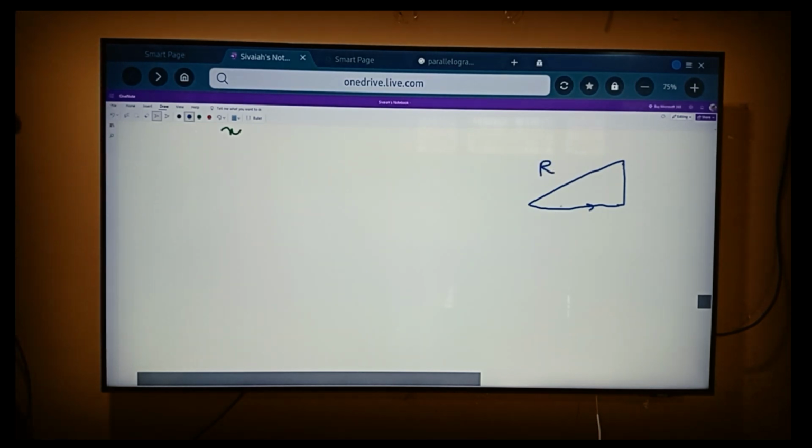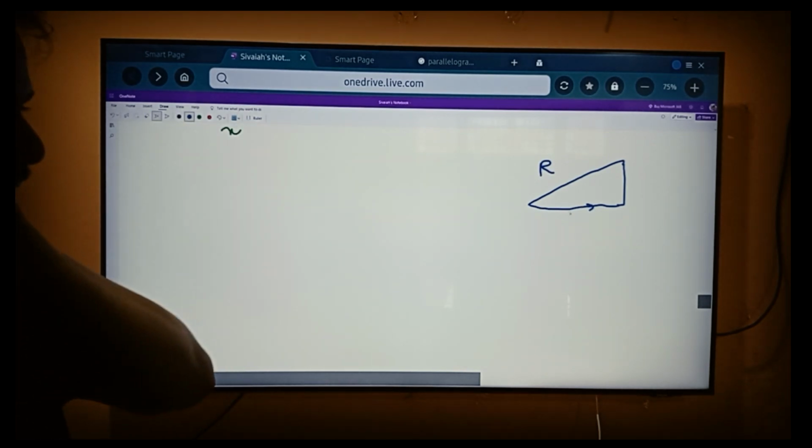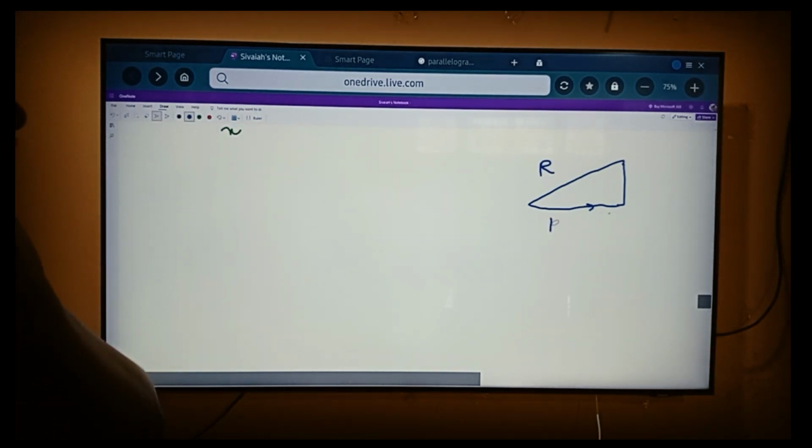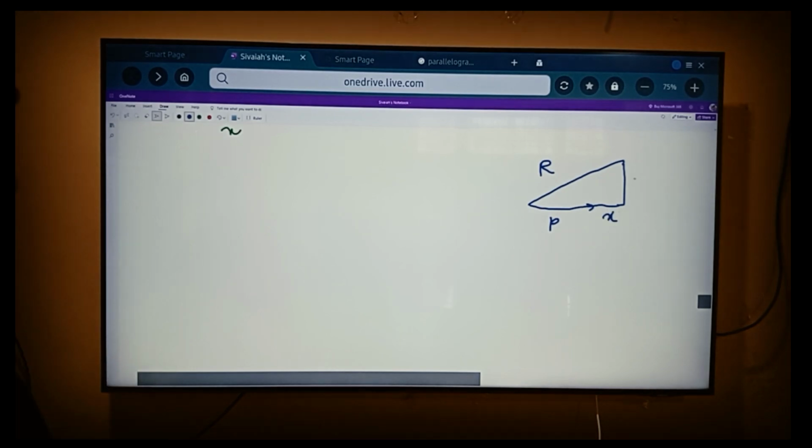Here it is. So I need to find out the resultant. So this is P, and this portion is x, and this portion is y. The angle between these, you can take alpha. Okay, so here we go.